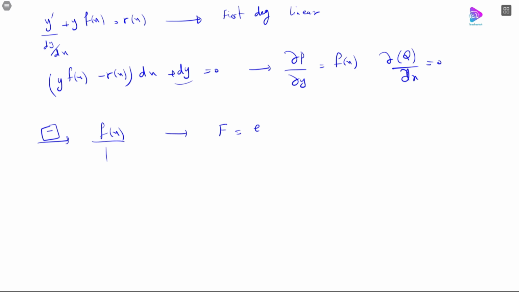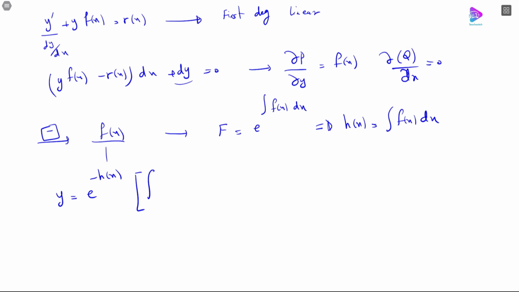And then F would be equal to e to the power of the integral of f(x) dx, which is a very simplified form. So from here on, if I call this h(x), the integral of f(x) dx, then the final answer is in the form of y equal to e to the power of minus h(x) times the integral of r(x) e to the power of h(x) dx plus c. You need to memorize this. This is very important. This is the final answer, and it's very easy to solve as soon as you can notice f(x), and then you have the final answer in this form.